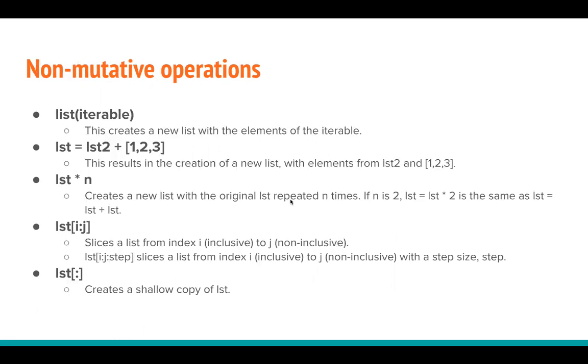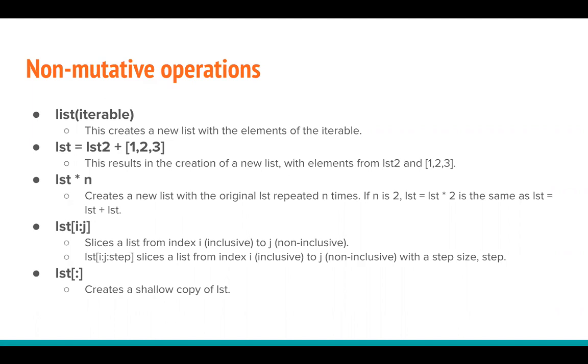All right. So let's talk about the non-mutative operations. If you just call list on an iterable, this basically creates a copy of the list with the same elements. If you do concatenation, which I mentioned earlier, like list2 + [1, 2, 3], this just creates a new list with all the elements of list2 and then the elements 1, 2, and 3. This is separate from both the original list2 and the [1, 2, 3]. You can also do list times n, where n is an integer, and it'll create a new list where you repeat the elements of the original list n times.